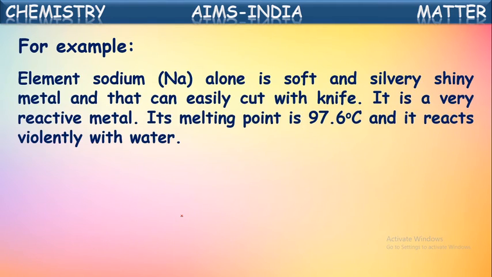For example, take the element sodium. Sodium alone is a soft, silver shiny metal, and it can be easily cut with a knife. We told sodium is one of the soft metals. It can be cut even with a knife. It is a very reactive metal. Even though it is soft, it is a highly reactive metal. Its melting point is around 97 degrees Celsius, and it reacts violently with water. If you drop a piece of sodium into water, it blasts up. It reacts violently with water.